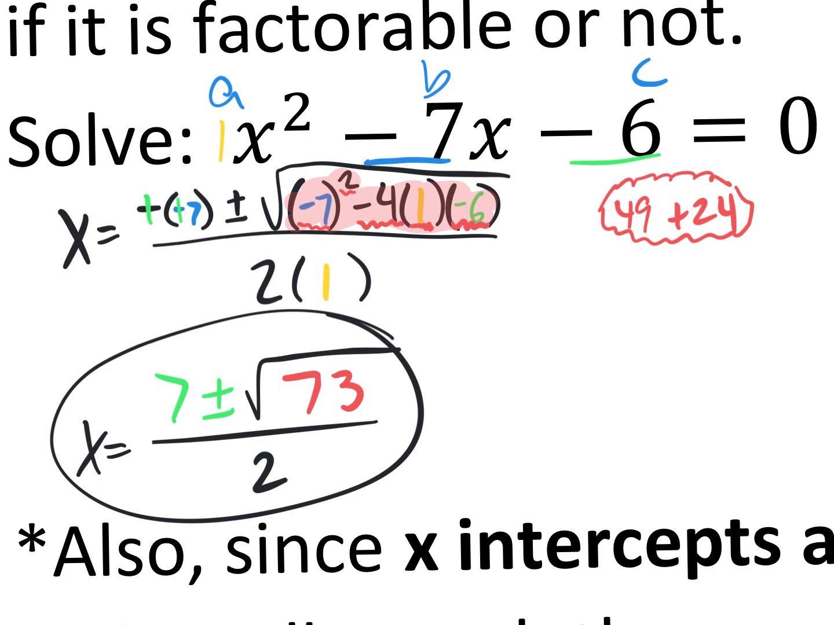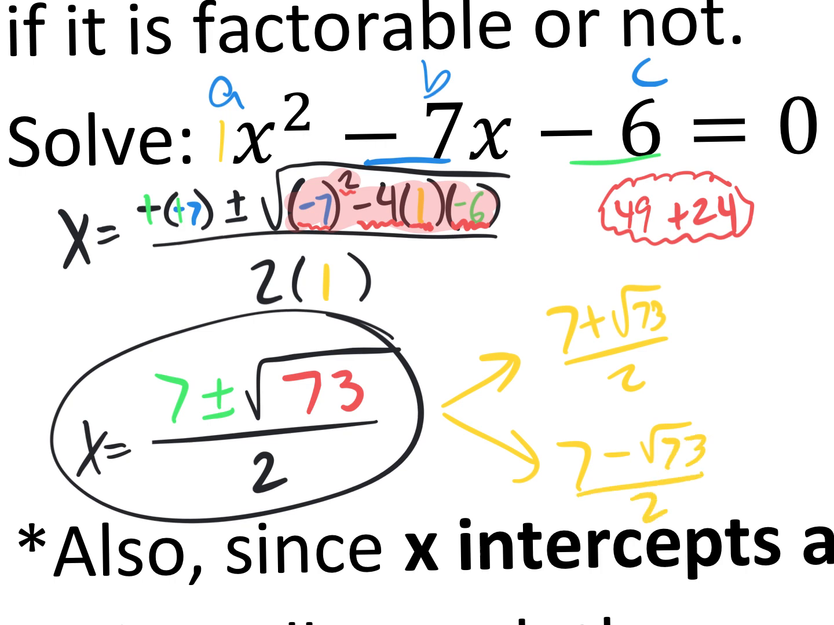That's 100% correct. That's it. But let me just show you that if you wanted the actual numeric approximations, you would have to write 2 solutions: 7 plus the square root of 73 over 2, and also 7 minus the square root of 73 over 2. That's what the plus or minus actually means, that you're going to do 7 plus the square root of 73 divided by 2, and then you're going to do 7 minus the square root of 73 divided by 2.